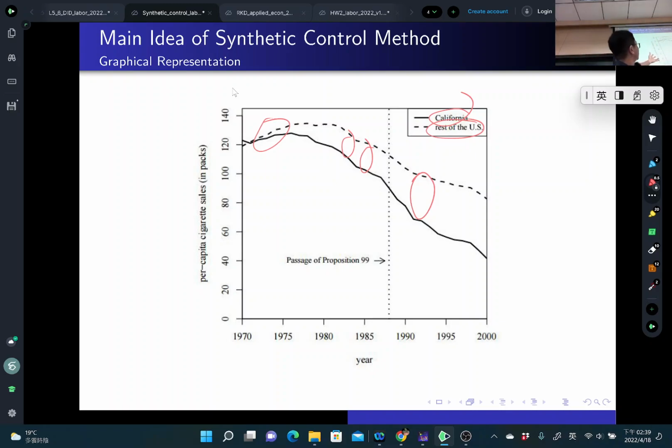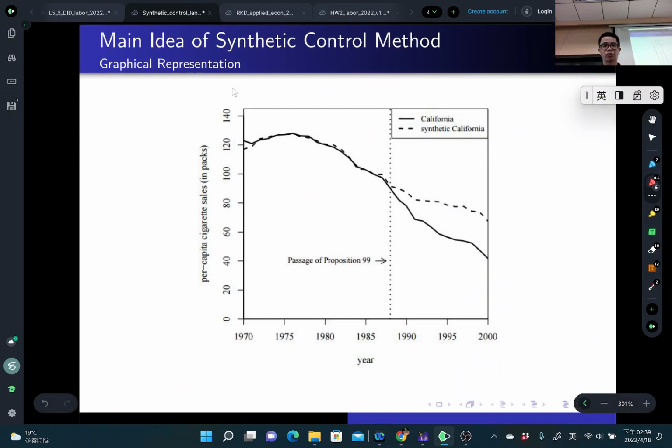But in this case, the treatment group and control group have some gap, and the gap is very time varying, very different over time. So in that case, you cannot use difference-in-differences, because it just does a simple average of all the control units. But you can use synthetic control.